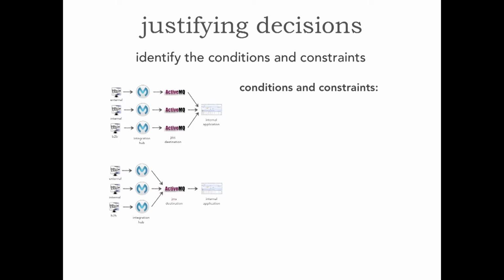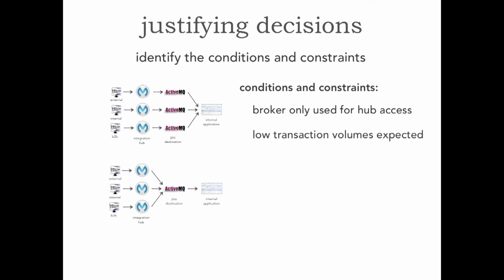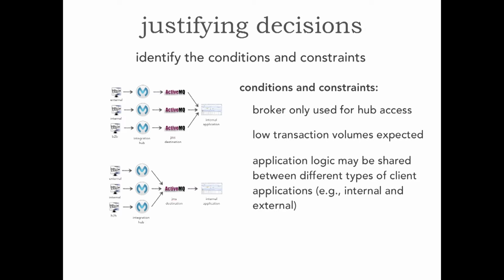Good. So let's put our conditions and constraints on here. First, we notice that the broker, in this case ActiveMQ, is only used to access Mule. So it's only used for Mule endpoints. In other words, there's no JMS logic anywhere else in any application that needs to use ActiveMQ outside the context of Mule. That's one of the first things we observe in our overall system. The second is that we have low transaction volumes and we expect low transaction volume growth in the future. The third condition is that application logic can be shared between different types of client applications. In this case, for example, internal and external clients both need customer data, and that is serviced by a single component inside the internal application. So we've got some sharing between components. It's important to identify all of the conditions and constraints of your situation before entering into justifying this.